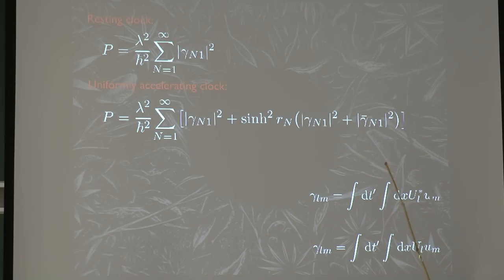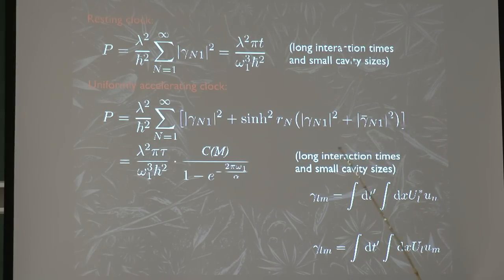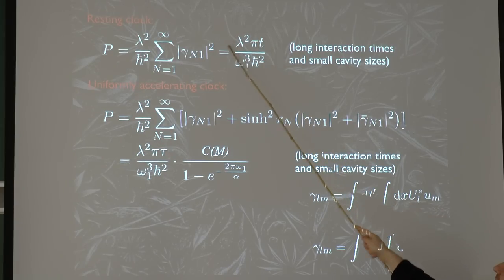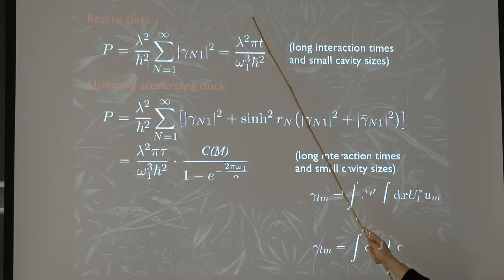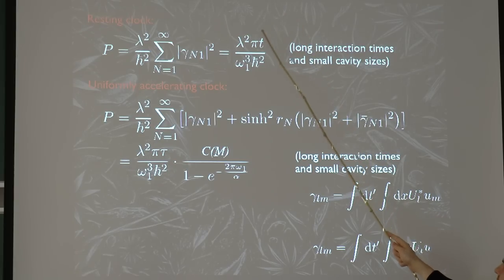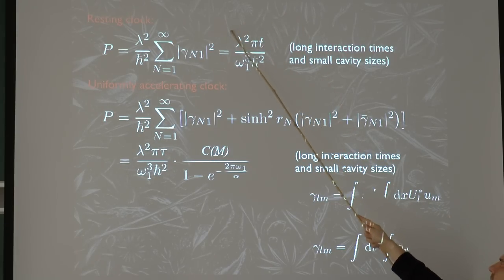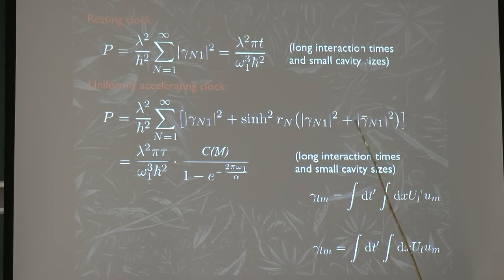And if you actually do the calculation for that model, you get certain numbers here. And in the limit of long interactions, this number is going to be proportional to t, which is basically saying that the decay rate is constant. So if you extend it to continuous limits, you get the exponential decay here.